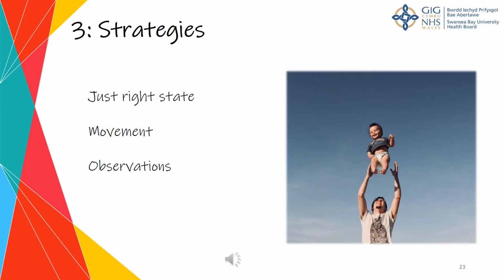Now that you will have learned the background information and have some understanding about where these behaviours might come from, we can move on to the strategies. Here we will talk about the just right state, movement, and observations.